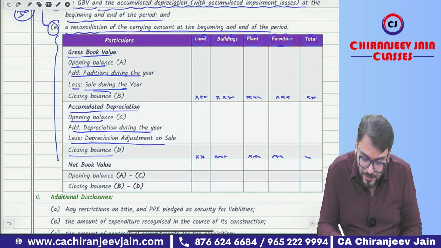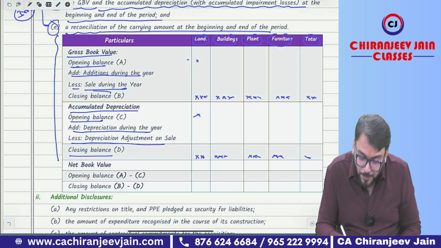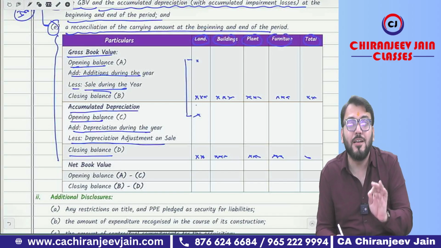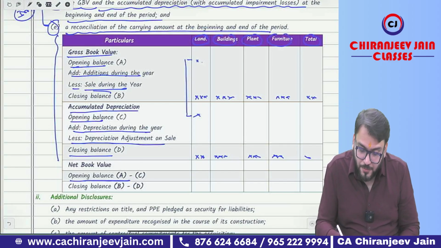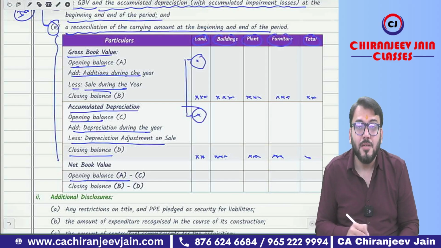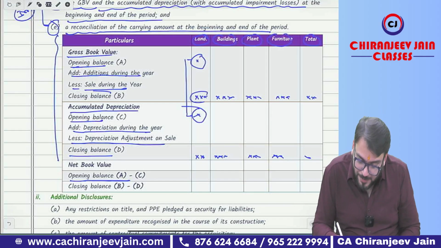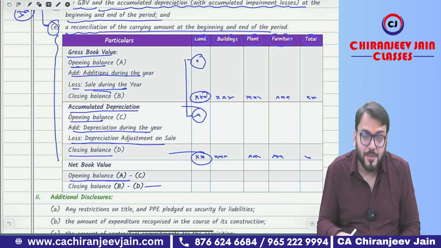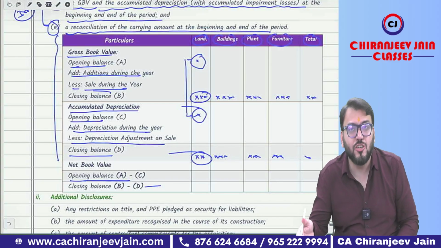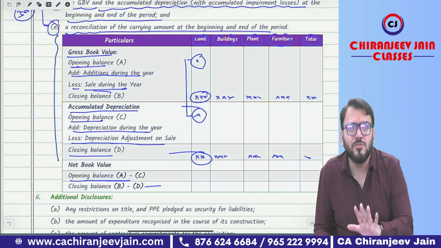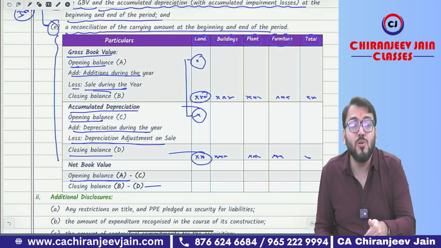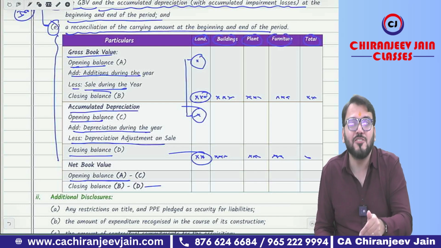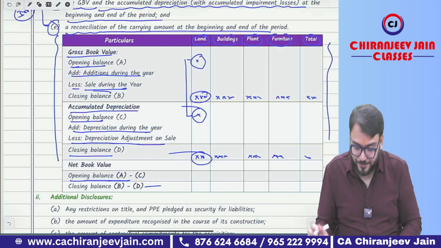Correct. Okay, this is the opening balance. So opening balance, if we do gross book value minus accumulated depreciation, that will be the net book value at the beginning. So net book value at the beginning will be A minus C, and net book value at the end will be B minus D. So B minus D is the closing balance of net book value. This is a format which might be required in some of the questions of financial statements. You need to understand how to disclose each item of each class of PP. Got this point? Yes, sir.